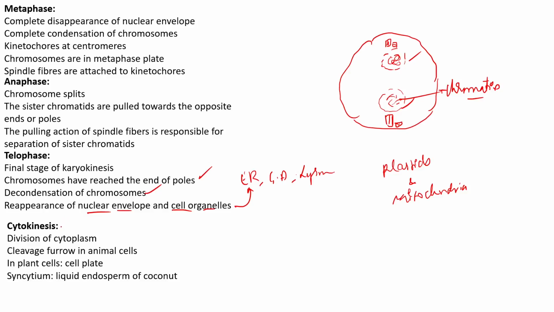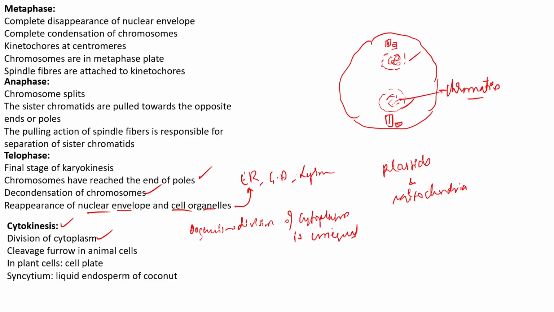Now, cytokinesis, as we all know, refers to the division of the cytoplasm. The division of the cytoplasm can be equal in some cases, or it can be unequal in some cases. In the case of oogenesis, the division of cytoplasm is unequal in nature.